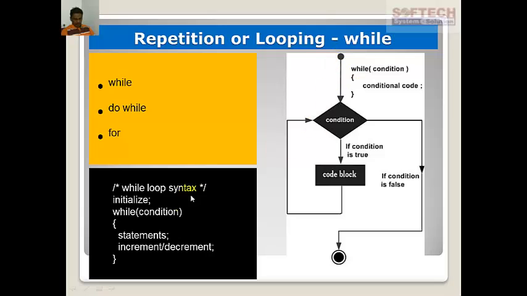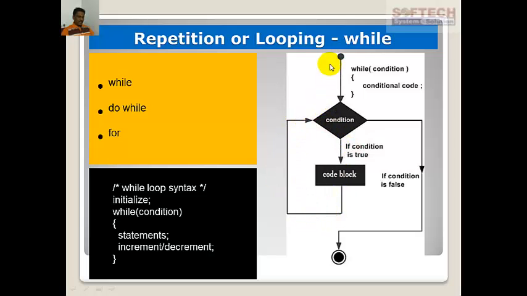Now we see the flow chart for the syntax of the while condition. If the condition is true, it executes the code block between the opening brace and closing brace, then it continues. If the condition is true again, it executes the code block and comes back to the condition. If the condition is false, it comes out. Otherwise, it repeatedly executes the same code block.